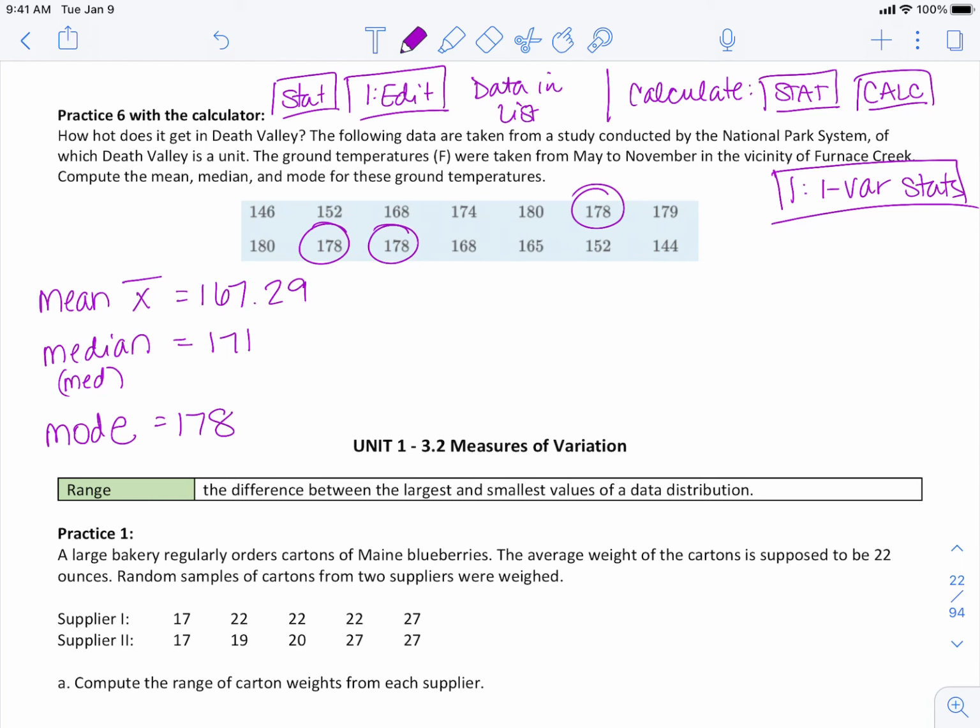So again, just a little terminology as far as variables. X bar represents the sample mean, and mu represents our population mean.